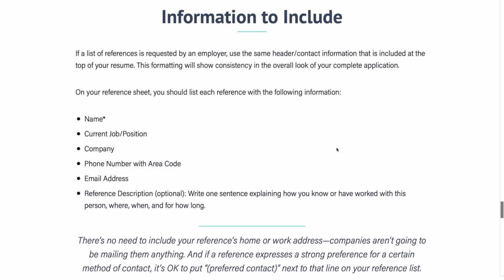The phone number with area code and email address are the only pieces of contact information that you really need to include. No mailing address is necessary, as no hiring official is going to mail anything to those individuals. So you don't necessarily need to include any of that information as part of how you will format the contact information for each of your references in this standalone document.